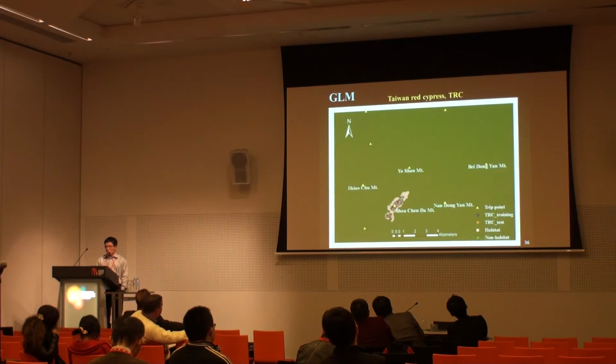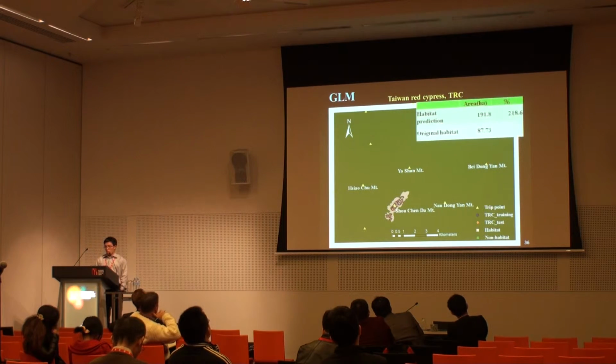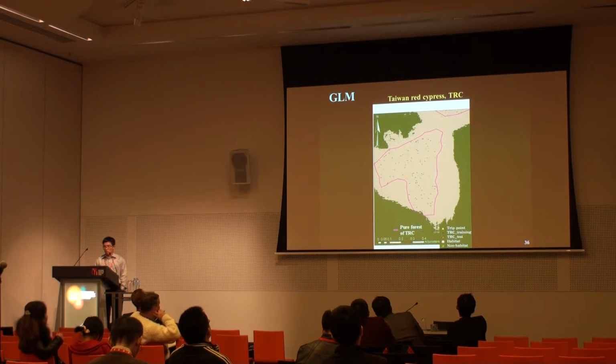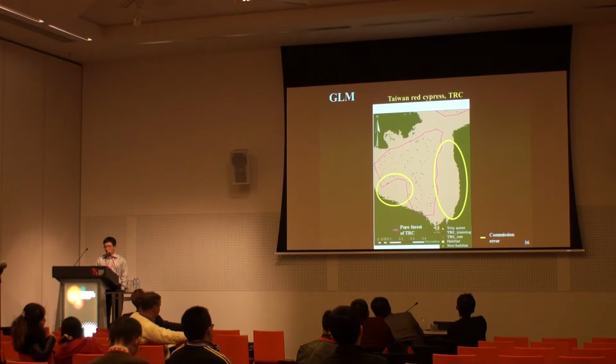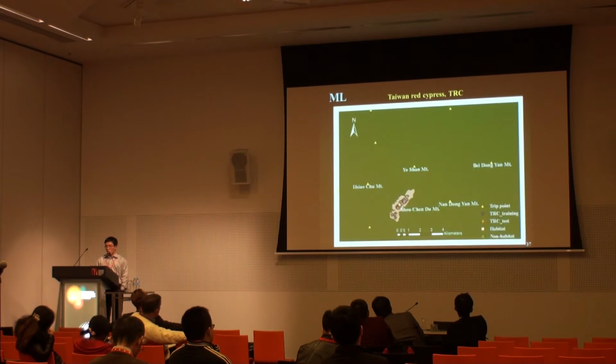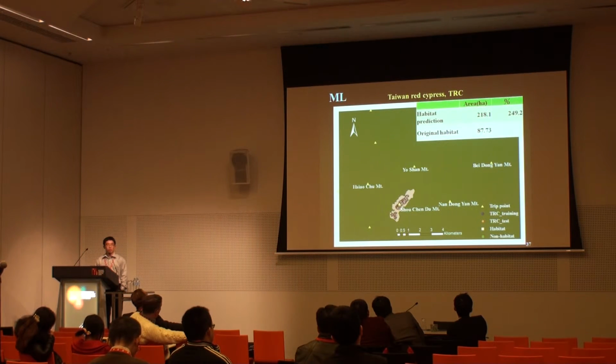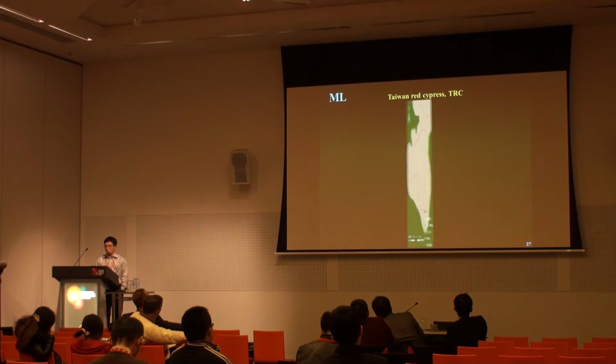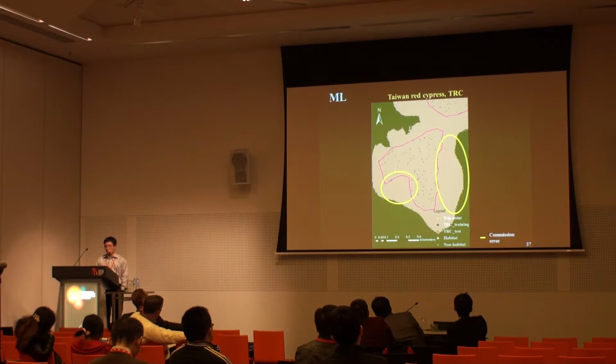And here's our map. In the GLM, we can see the TRC only presents near Southern Mountain, and we can see its prediction is more expanded. So in this area, we can see in the yellow circle there's more commission error in this map. And ML is similar to GLM. We can see this area here has more commission error.